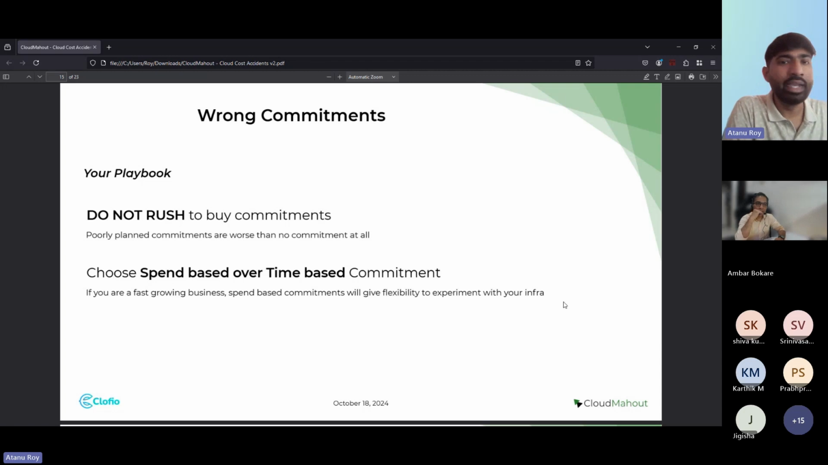So whenever you are making any kind of commitment, two things, and I'm going to repeat this because it has a long-term effect. One, until you have right-sized your infrastructure properly, do not purchase a time-based commitment, which is typically reserved instances in the AWS world. And two, if you are a growing startup, prefer to go for a spend-based commitment and take it in a staggered manner. Go for 30%, then another 20%, then another 20%, something like that. Okay.